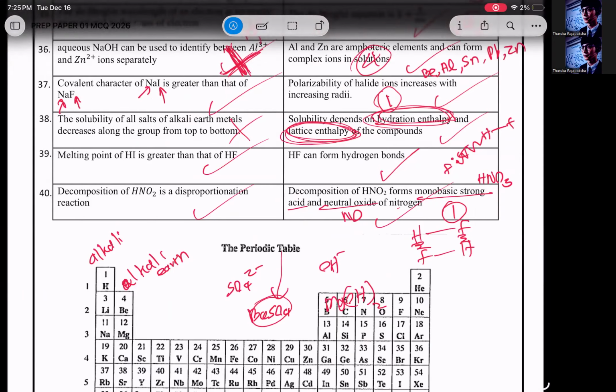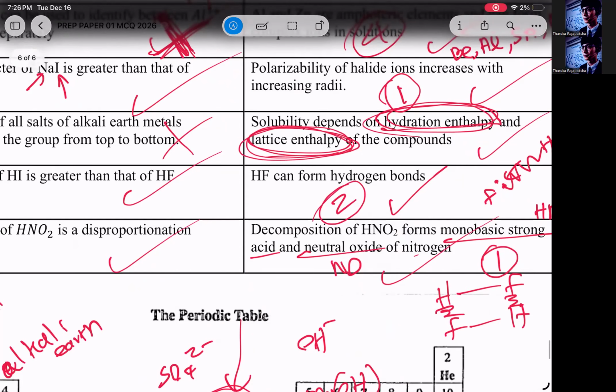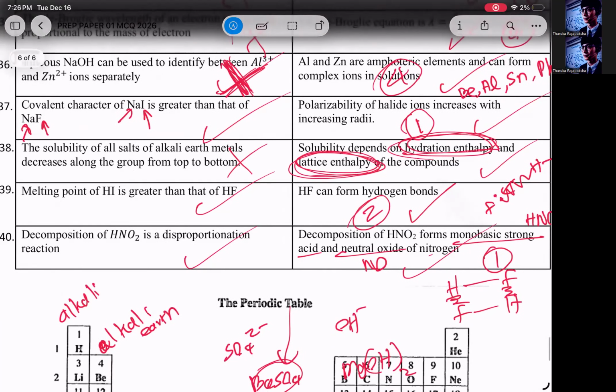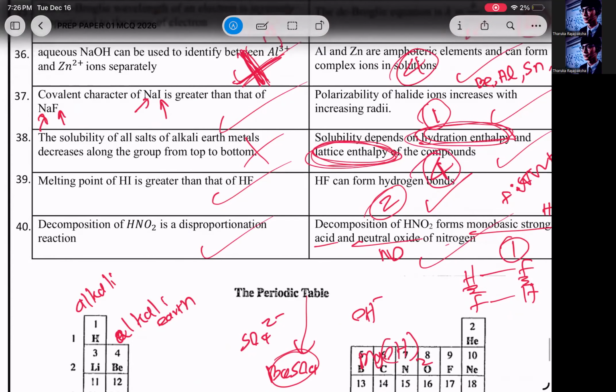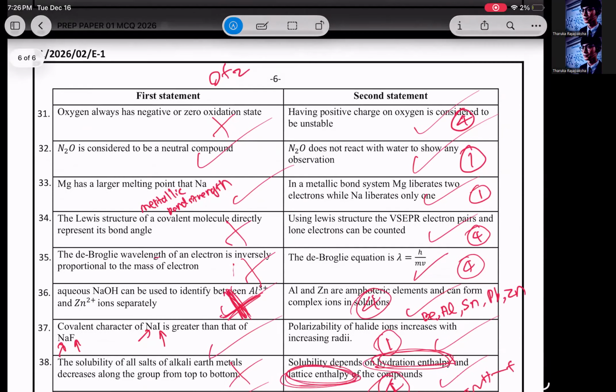39th one. Melting point of HI is greater than HF. HF can form hydrogen bonds, but still, people, HI is larger because it has a larger mass. So we can go for answer number 2 here. 38th one, answer number 4. So with that, the discussion of prep paper 1 from question number 1 to question number 40 is complete.